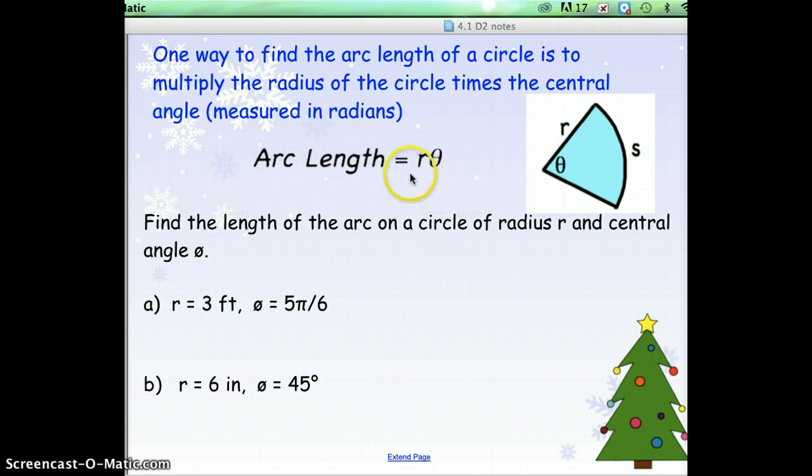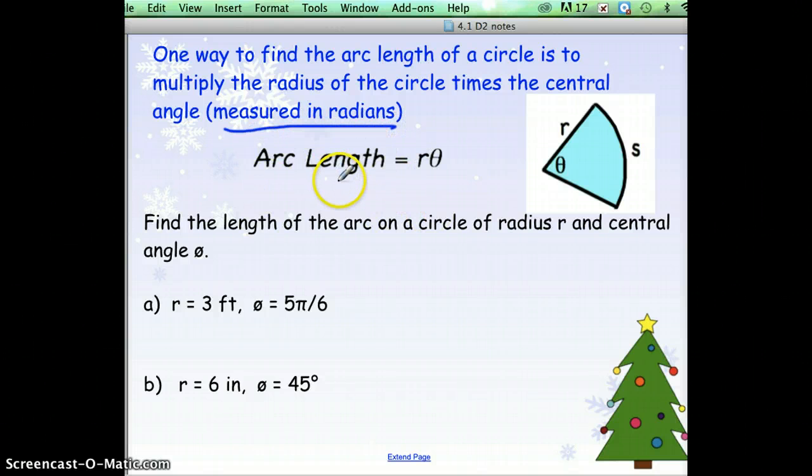The first formula we're going to be looking at is this arc length formula. Arc length equals the radius times that central angle, theta. But the main thing is that theta must be measured in radians in order for this formula to work. Now, back in geometry, you learned a different formula for arc length, and it was a little bit more complicated looking. So this formula is definitely simpler, but the key thing is that the angle has to be measured in radians in order for this formula to work.